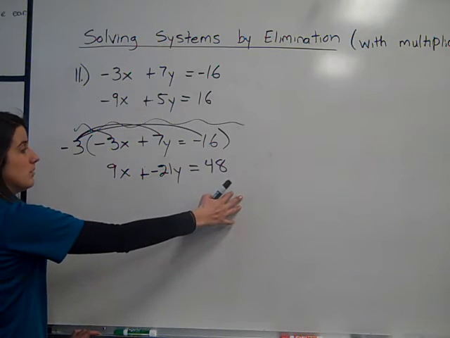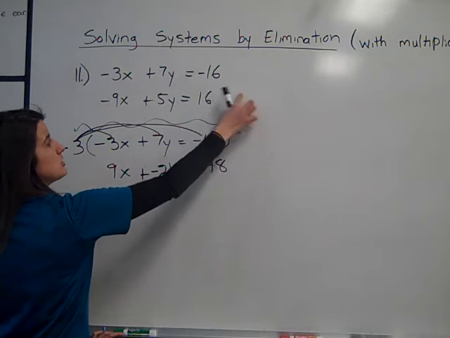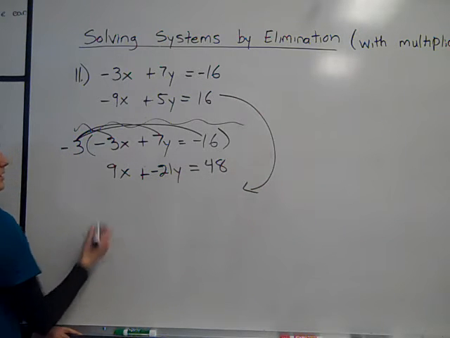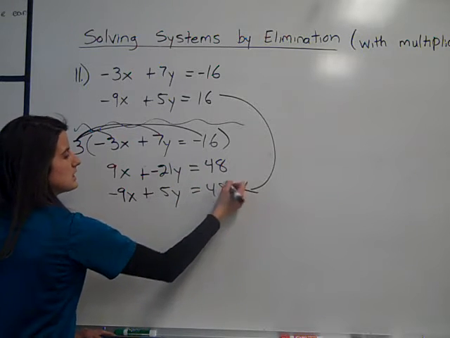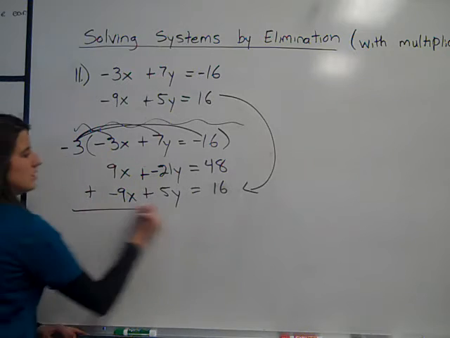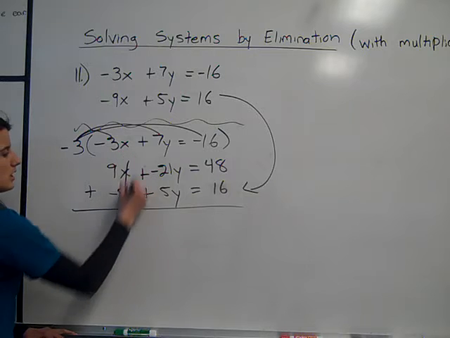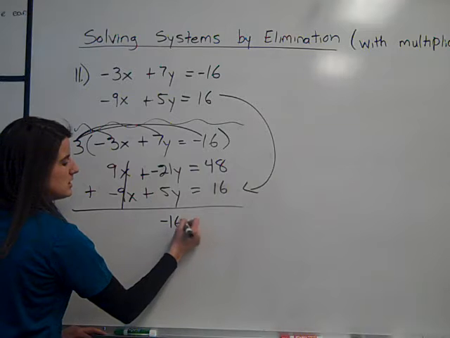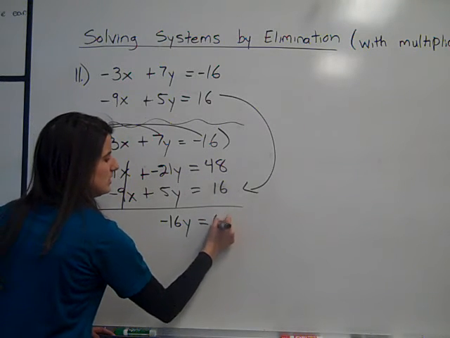Once I have my other equation, then I can take the second equation down that I haven't used yet. So I converted the first equation. I'm going to bring the second equation down. -9x plus 5y equals 16. And then add vertically. So 9 plus -9 is 0, or cancels out. -21 plus 5 gives me -16y. And then 48 plus 16 gives me 64.